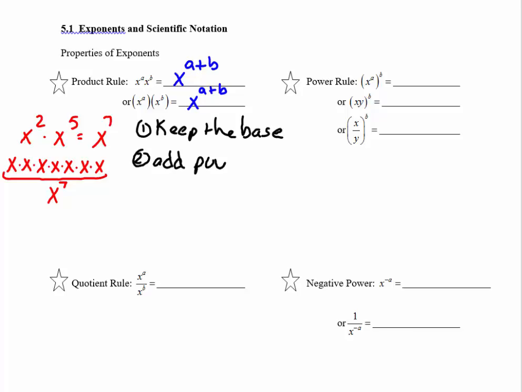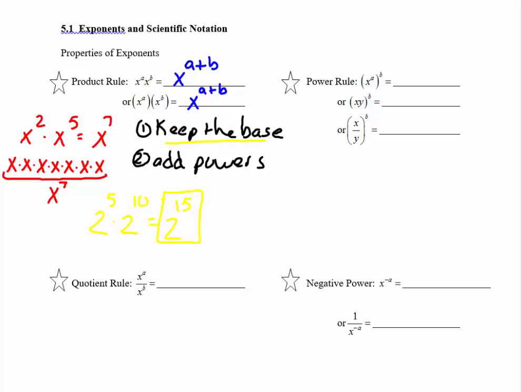So for one more example before we move on, if we had 2 to the 5th times 2 to the 10th, some students want to say 4 to the 15th, but we keep the base. So the base stays as a 2 and we add the exponents. So we get 2 to the 15th. So be careful when we have numbers instead of variables.